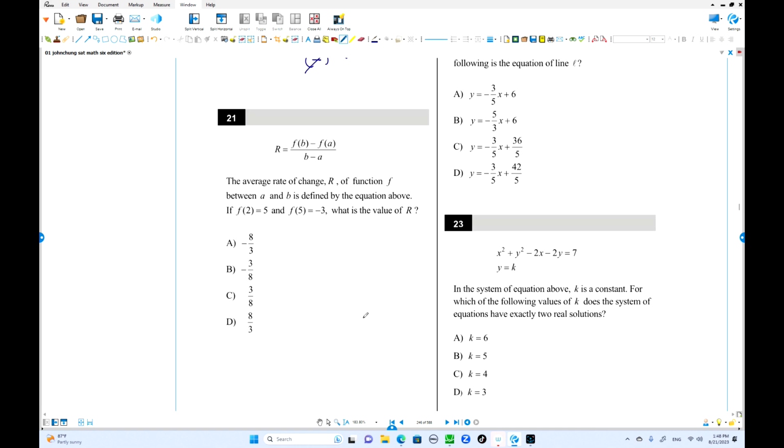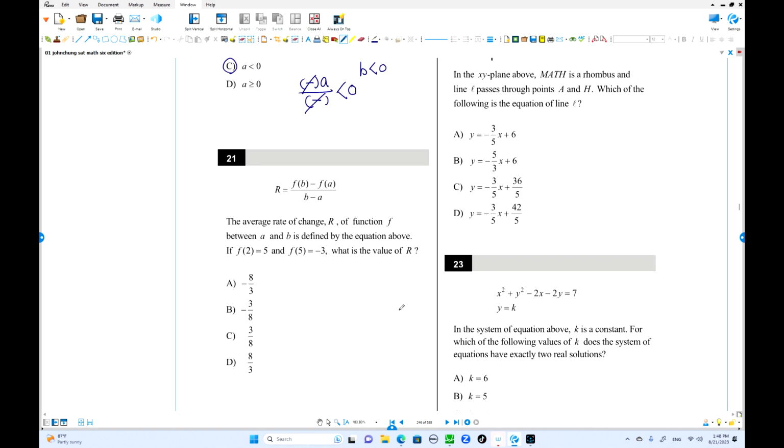Number 21. You got the right definition of average rate of change. The value will be given up here. F of b is 5. So put this number 5. I'm going to this one. This is a 3. This first.